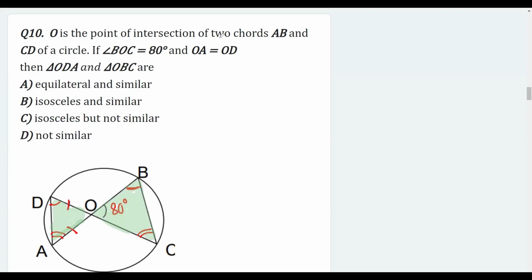Now, similarity is confirmed. Now, let's figure out whether it is isosceles. It has to be, right? As you can see here, two sides are given equal over here. When two triangles are similar, their corresponding sides are proportional. So therefore, OB is also equal to OC. So we can say these two triangles are similar as well as isosceles. So we can say the correct option will be option B in this case.